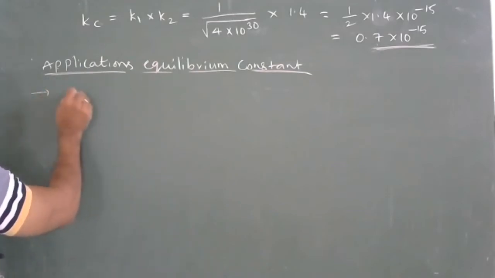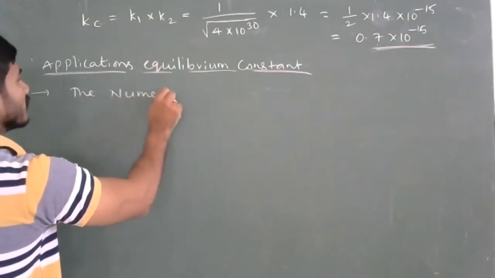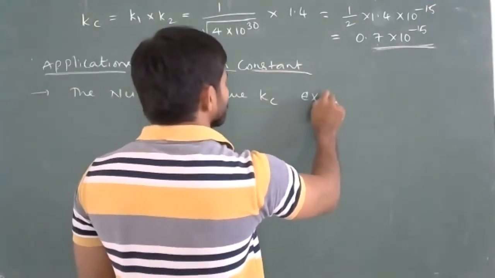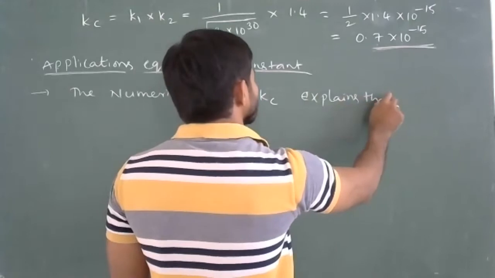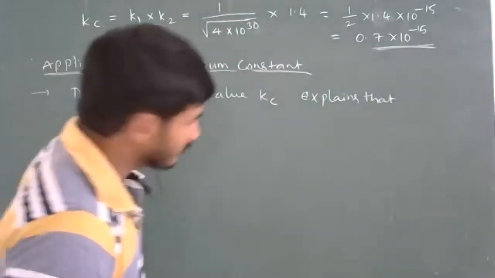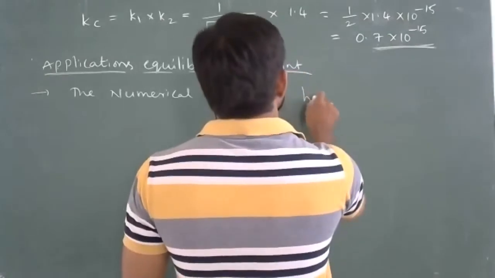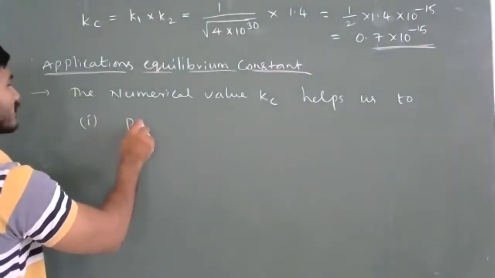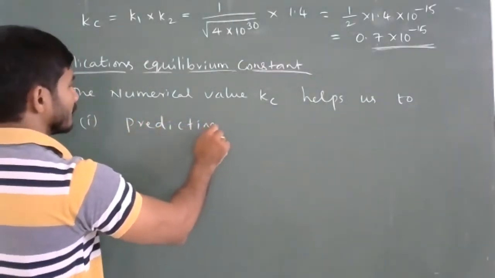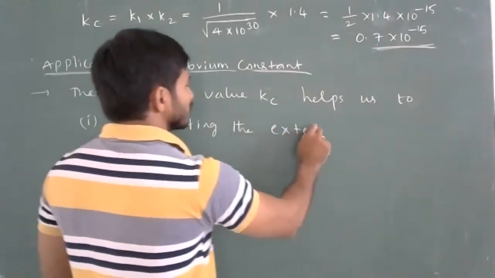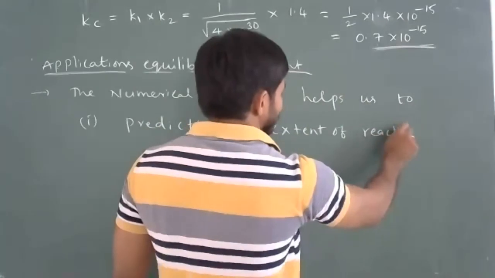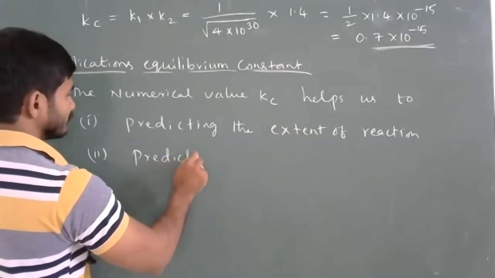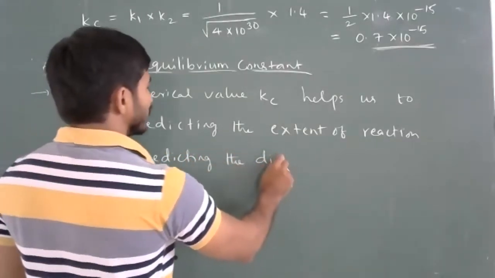So the numerical value of Kc explains that the numerical value of Kc helps us. There are two main applications: predicting the extent of reaction, and second, predicting the direction of reaction.